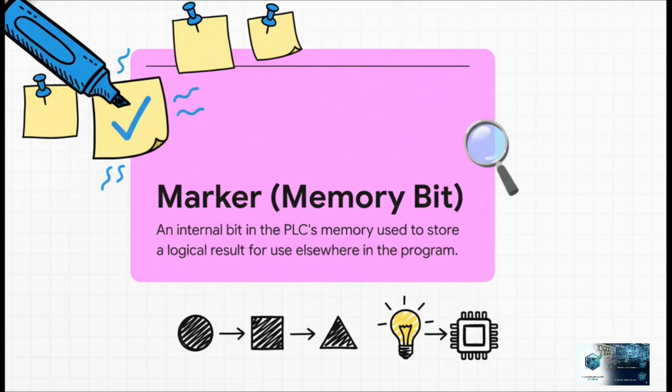The best way to think about a marker is like a digital sticky note. Your PLC can look at a whole bunch of different conditions, and if they're all met, it just flips this internal bit to on. It's like putting a little check mark on that sticky note. Then, later on, other parts of your program can just glance at that one sticky note instead of having to go back and recheck all those original complicated conditions.